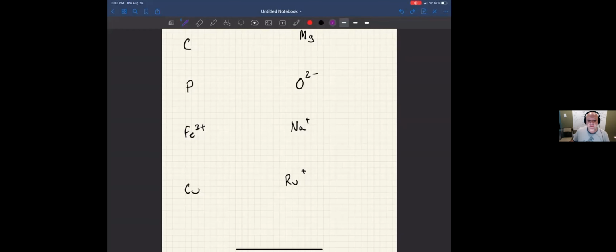Okay, everyone, this problem asks us to do the electron configurations of some atoms and some ions. In order to do electron configurations, the thing that I would suggest that you start with is this mnemonic that I'm drawing in the bottom right.